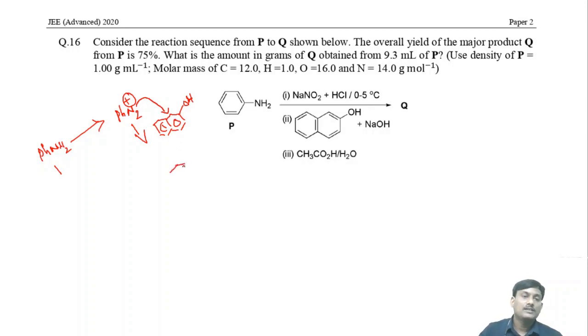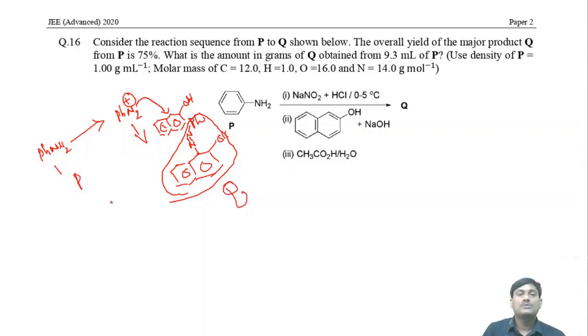So finally you will get this: this is OH, and this is N double bond N, and this is the Ph. This is the product. So this is P and this is Q. What is the relation between P and Q? 1 mole of P gives 1 mole of Q.